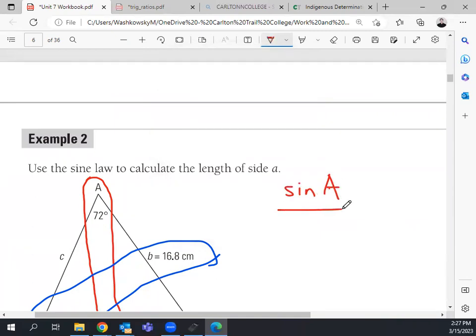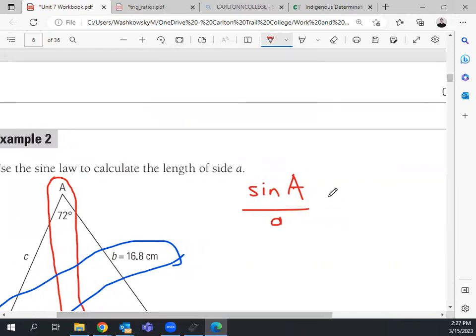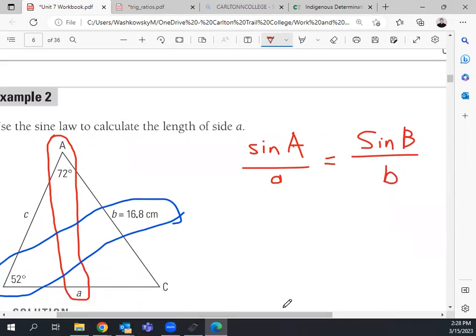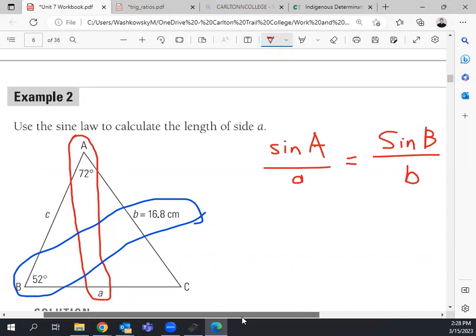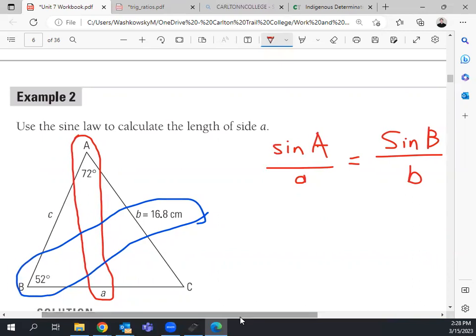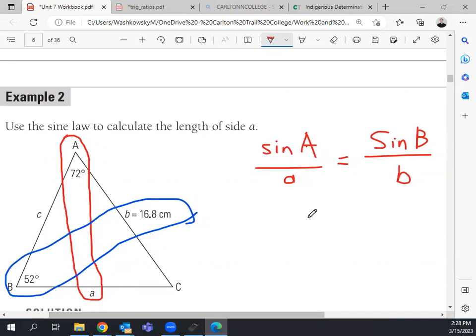So I'm just going to write sine of A divided by A. I'm just taking that formula, is equal to sine of B divided by B. The reason I'm using those two is because it's two blank things. I don't know any of that stuff. We're just doing opposites, just like you can see there. So I'll explain why we do opposites here right now.